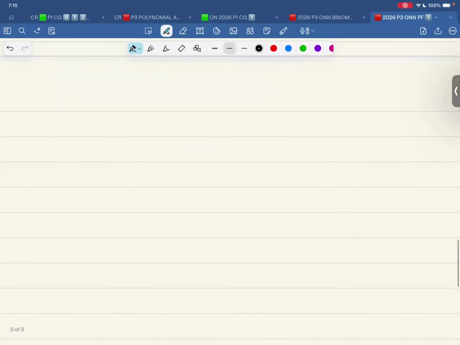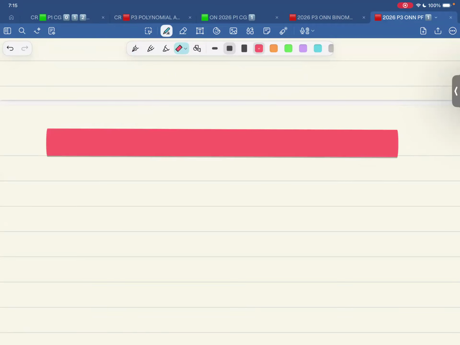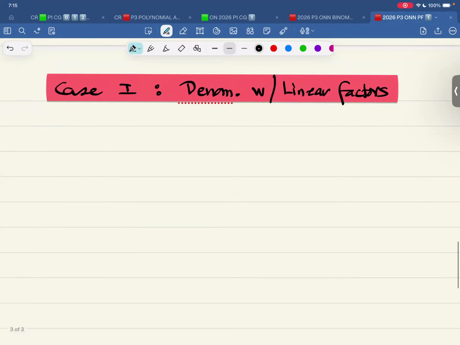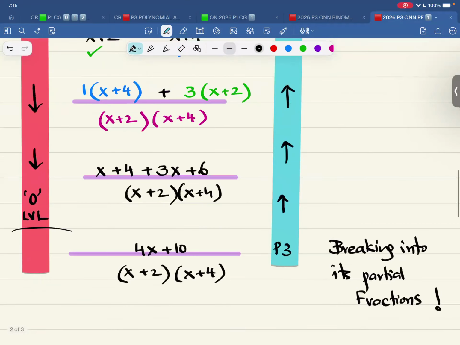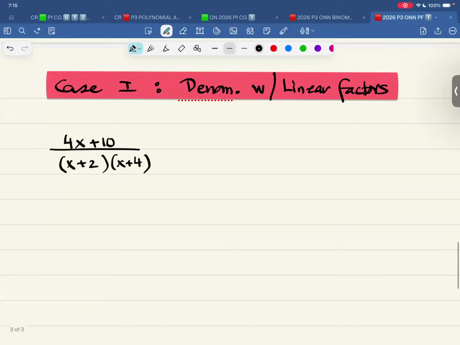Now let's start with the first case of partial fraction. So case number 1 of partial fraction. Let's focus on denominator with linear factors. If I focus on denominator with linear factors, let me just take the same thing, 4x plus 10 over x plus 2, x plus 4. And they would ask us to break it into its partial fractions.